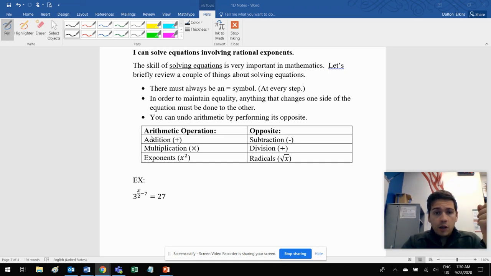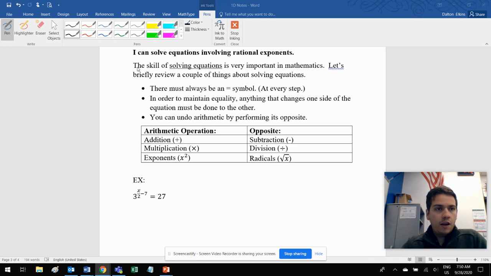And the final thing that we need to keep in mind is you can undo arithmetic by performing the opposite of that arithmetic. Here are the different operations that you're familiar with and their opposites. If you add something, you can undo that through subtraction. If you multiply something, you can undo that through division. If you raise something with an exponent, you can get rid of it with a radical.